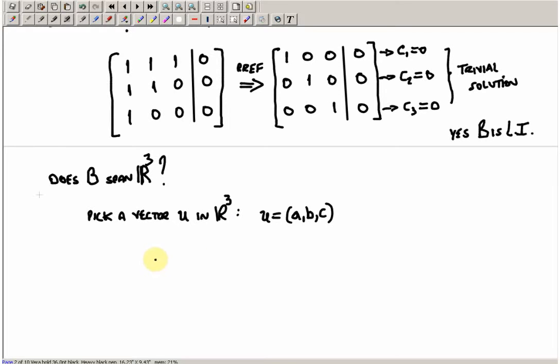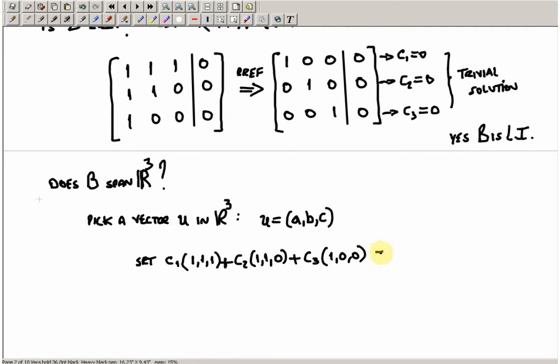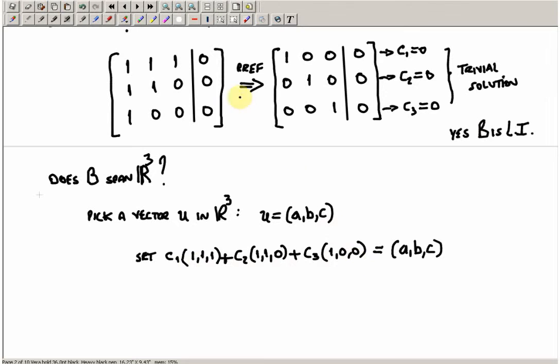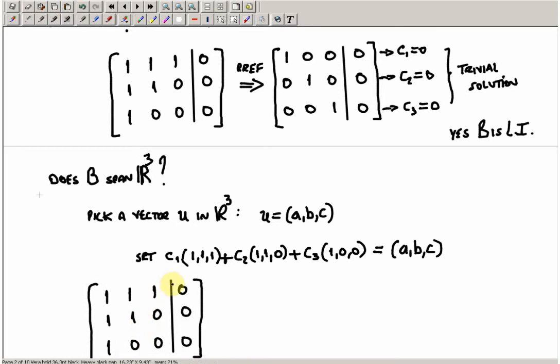Okay, so now we write U as a linear combination of the vectors in B. So we set the linear combination equal to A, B, C. And then again, let's form the matrix. Right, I'm gonna copy this here. It's gonna be kind of similar, but instead of 0, 0, 0, I should have A, B, C, right? So this would be A, B, and here is C.